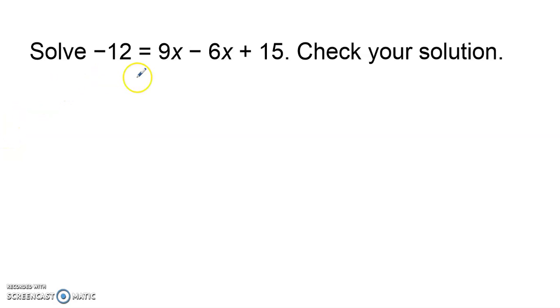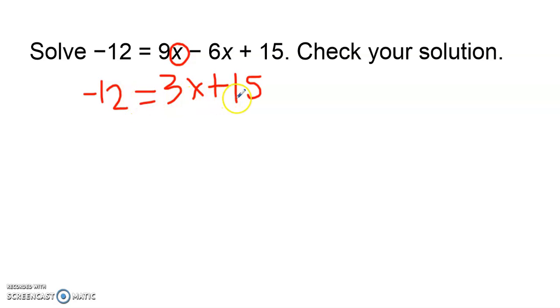Alright, we need to solve negative 12 equals 9x minus 6x plus 15. So the first thing that we'll do in this problem is we need to combine like terms. In this problem, x is what we're trying to solve for, so we need to combine all of our x's. So we've got 9x minus 6x. That will leave us with 3x, because 9 minus 6 is 3. Then we'll just bring down the rest of our equation here, positive 15 and negative 12.